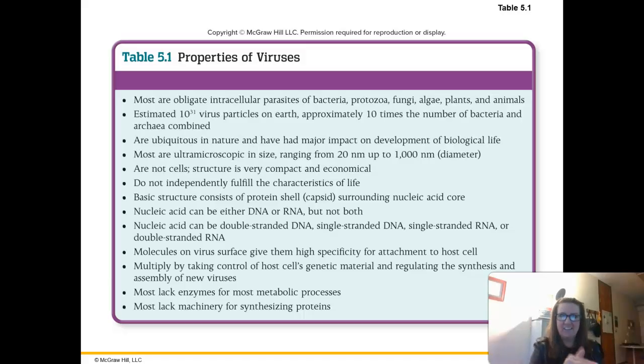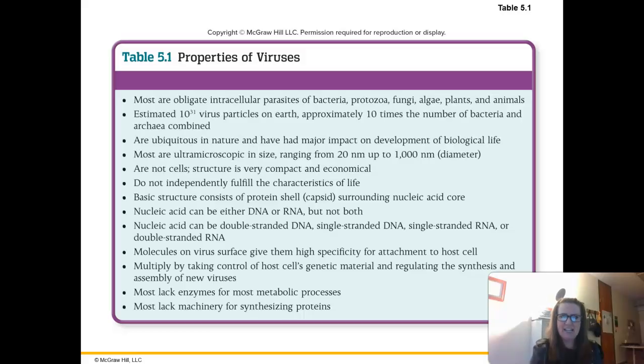In fact, they are, again, obligate parasites of living things so that they can do all the things that they need to do to propagate or replicate themselves. They have a basic structure that consists of a protein shell, we call it a capsid, around a nucleic acid core. That nucleic acid core is DNA or RNA, never both. Okay, so they do have some rudimentary genetic material that codes for what they need the host cell to do.